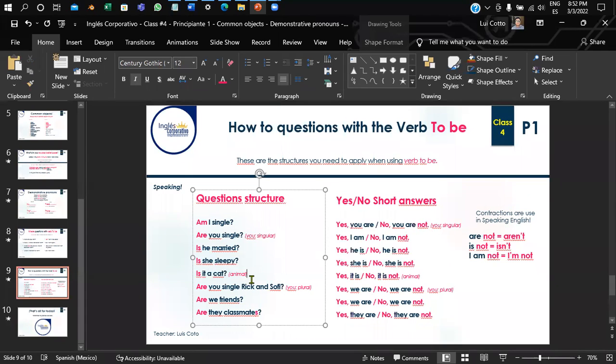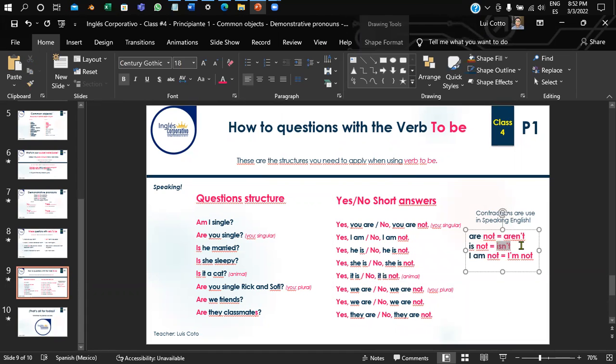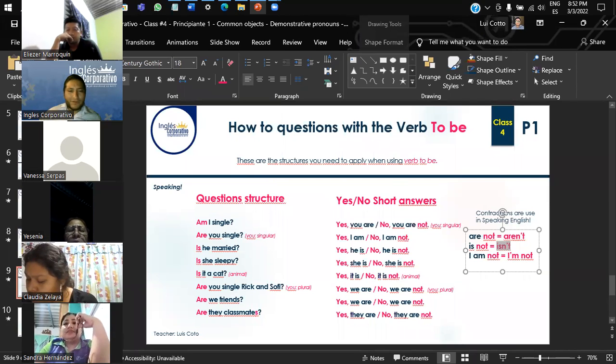Okay, let me see. This is for anybody, anyone, para cualquiera. Is it a cat? Is it a cat? Yes. Yes, it is. Or the negative. The negative is? No, it isn't. Okay, isn't. You have the contraction. No, it is not. Okay, very good. Let's see. Next question.